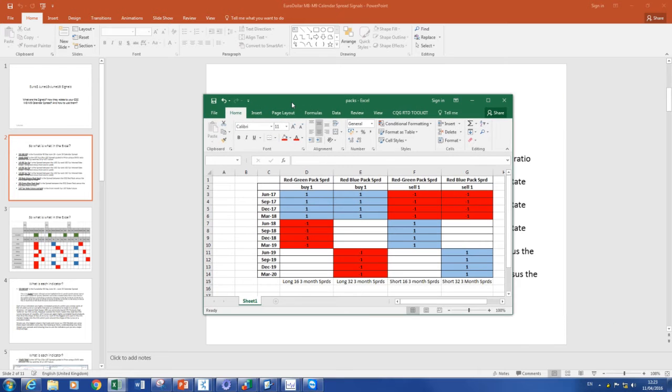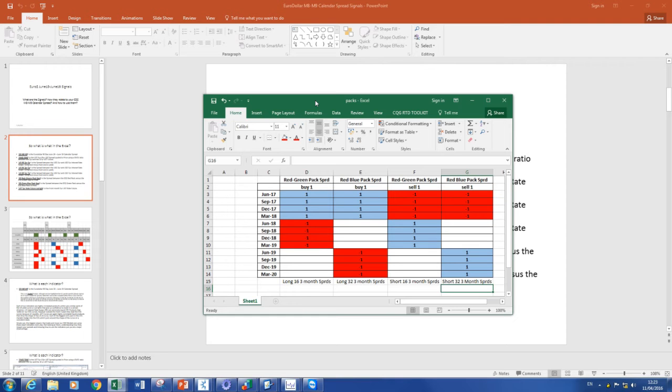So what I've just got quickly here, I've written down on Excel in the red green pack spread. If you buy one, it's actually a really powerful tool and a really good way of looking at the market in one snapshot in the Eurodollars. If I buy one red green pack spread, it's an actual spread, not an outright price.